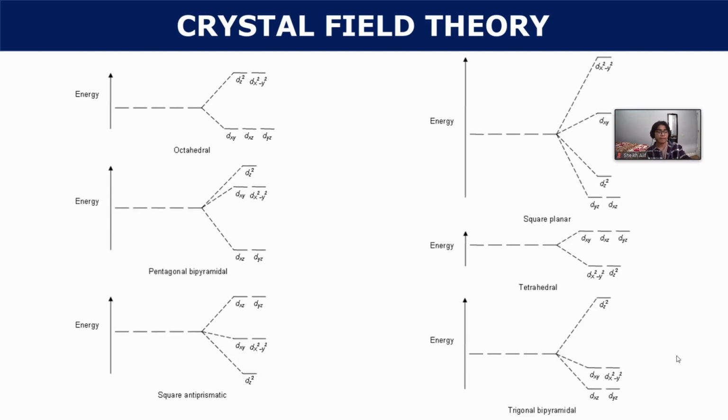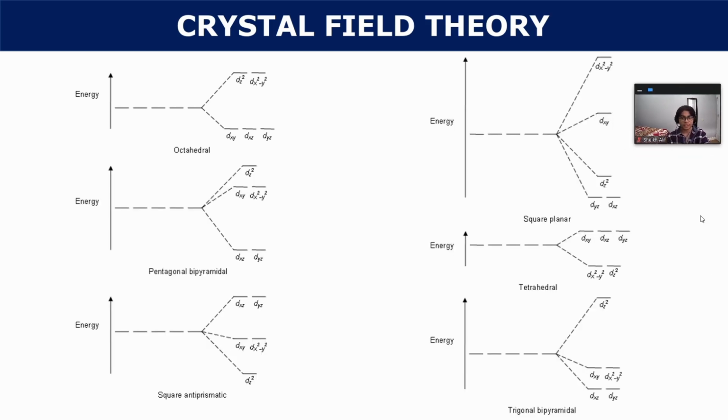But there are a bunch more, and let me move this so you can see it better. You can see some have 3 splitting, some have 4 splitting, and really octahedral ones are the simplest to understand.